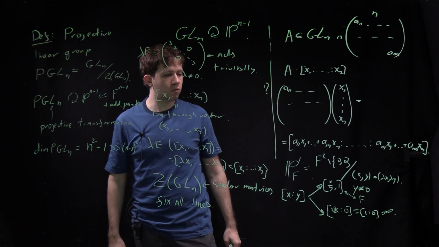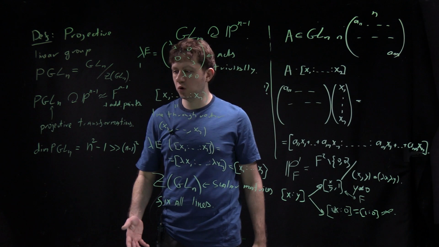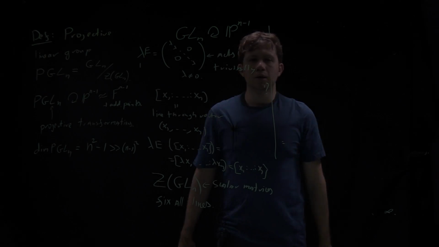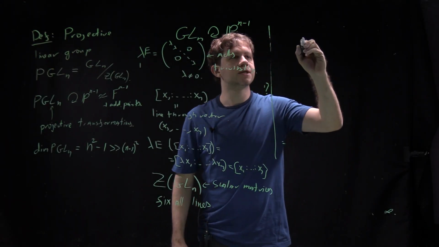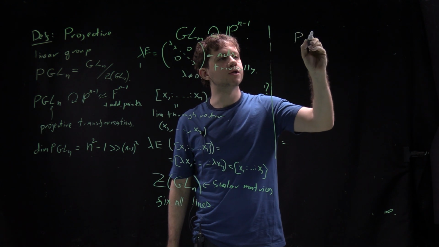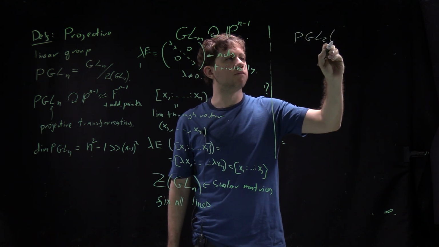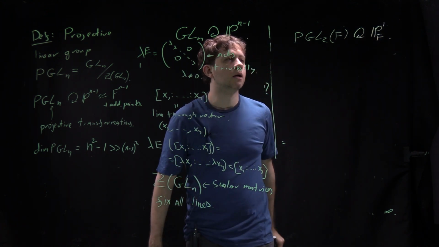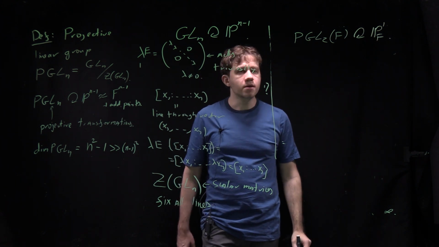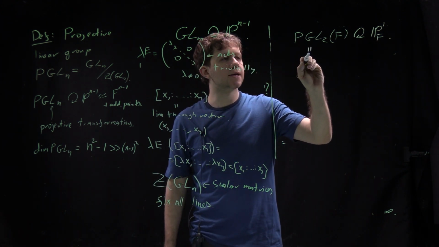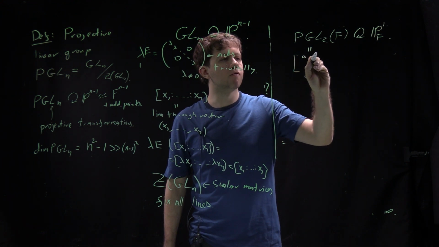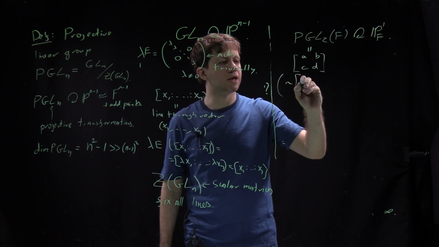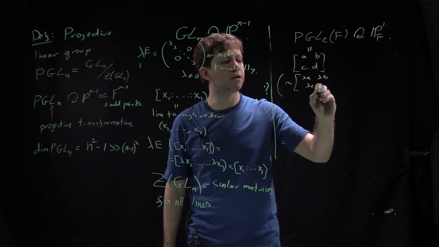And then I can tell you what they do. So let's look at the particular case of P1 over real numbers or complex numbers. If you just look at the simplest example, what is PGL2 of F acting on P1 of F? Definitely we think of this as the equivalence class of a matrix A, B, C, D, and it's equivalent to lambda A, lambda B, lambda C, lambda D.